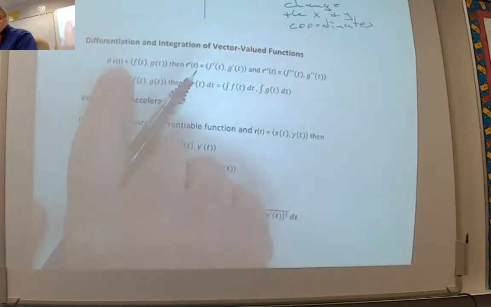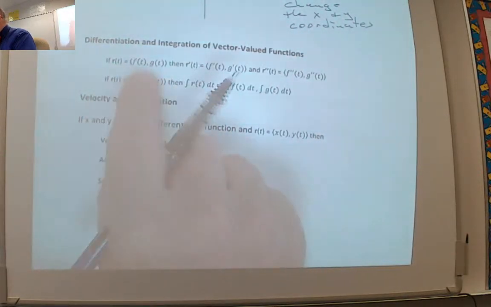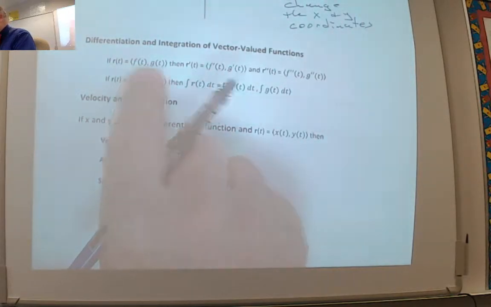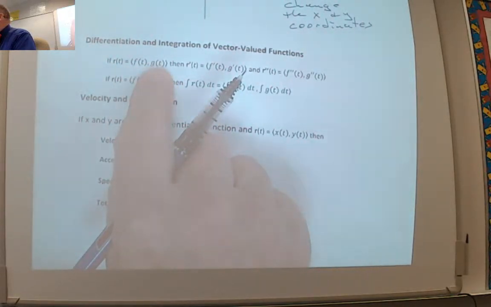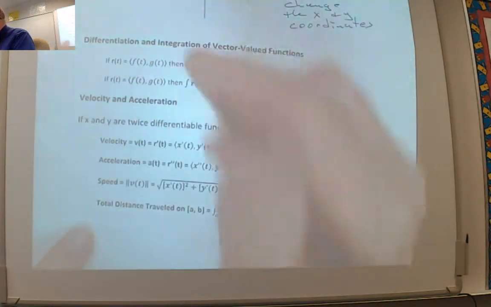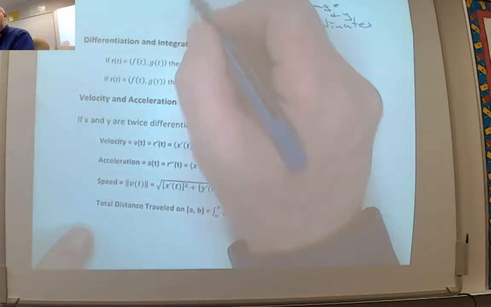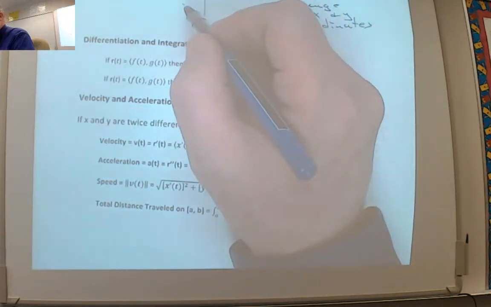So r of t is going to be a vector. It's going to have a value here, and it's going to have a value here. That particular vector will go over to the right or over to the left and up and down and create a point, an x value and a y value.